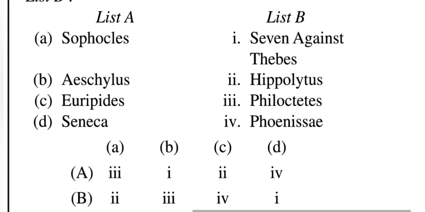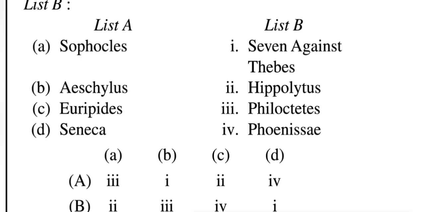So, in list A, we have dramatist names like Sophocles, Aeschylus. I don't know how to pronounce it, but through my reading, I have tried to pronounce it. Please verify it. So do not take it at face value. Then we have C, Euripides. Then Seneca. Then we have in list B, Seven Against Thebes, Hippolytus, Philoctetes, Phoenissae. Very hard to pronounce for me.